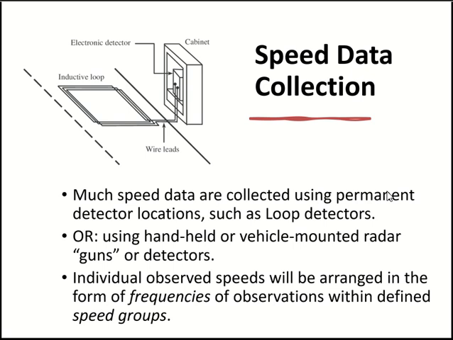frequencies. Okay. So we don't have values of speeds. We have speed groups, and for each group I have a frequency. Clear? I'll show you an example here.